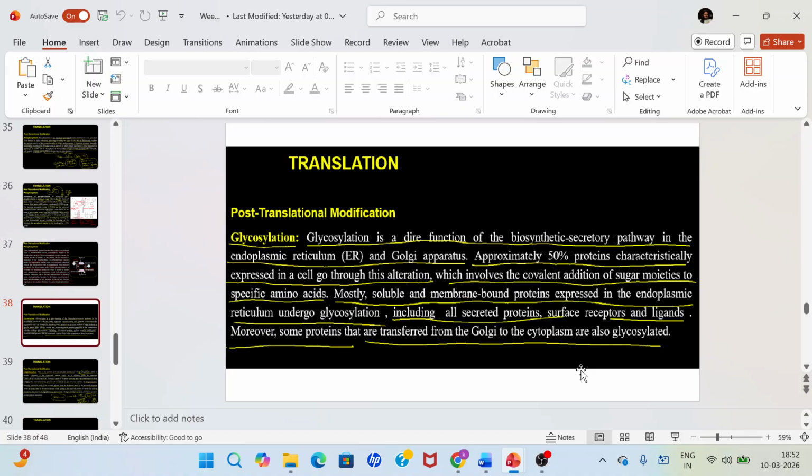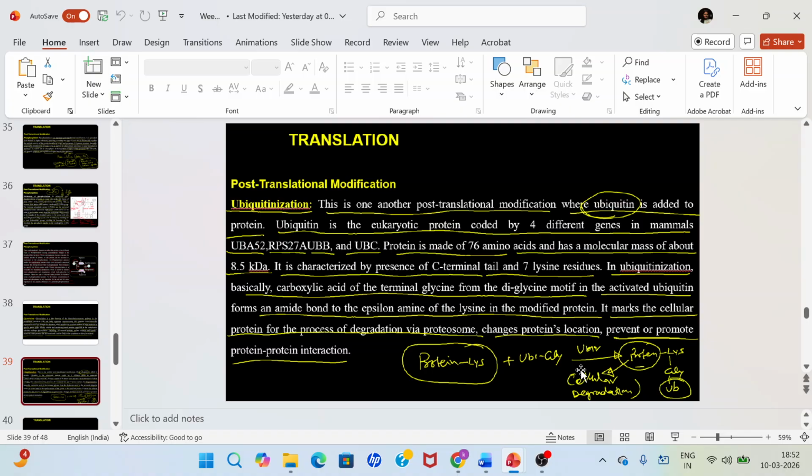So, this post translation modification occurs either in the endoplasmic reticulum or in the Golgi apparatus, including all secreted proteins, surface receptors, and ligands. Moreover, some proteins that are transferred from Golgi to cytoplasm are also glycosylated. Okay? So, glycosylation, again, is a post translation modification happening in either the endoplasmic reticulum or Golgi apparatus.